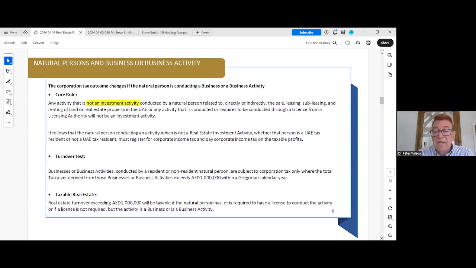They might have 10 apartments, each of which is rented out for 90,000 dirhams a year. That's 900,000. And they may not have sold an apartment in that year. So the turnover comes to less than 1 million dirhams. So it's a possibility. The first thing to look out for, even though a person would be required to register for corporate tax, there may not be a tax liability. So that's the first point that we need to consider, the turnover test.